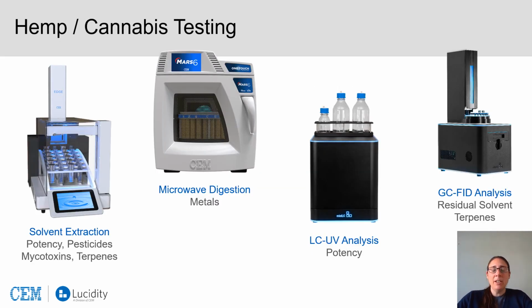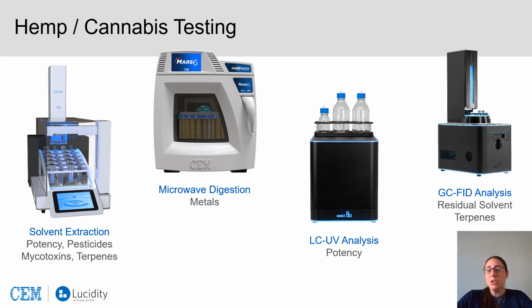So particularly for the cannabis and cannabis, that was a nice combination of those two words. Hemp and cannabis testing is we've got EDGE, which is again doing solvent extraction, and that's going to be applicable for your potency, pesticides, mycotoxins, terpenes. Okay, so really that's your extraction system. That's what you're using to extract the components that you then need to do analysis for.